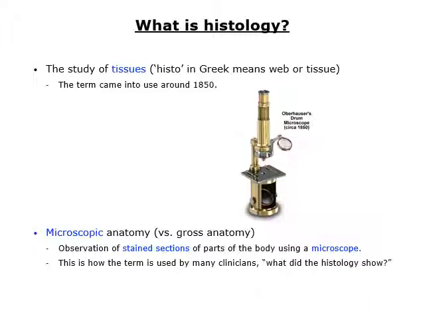This is how the term is used by many clinicians. What did the histology show? A family practice doctor, for instance, may remove a skin growth from a patient's arm and send it for analysis by a pathologist. She might call later and ask, what did the histology show? The pathologist will have prepared and stained sections from the sample and examined them with a microscope.